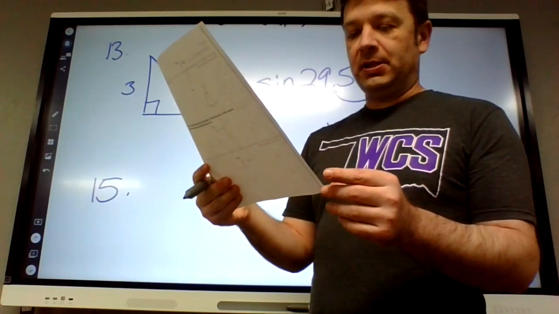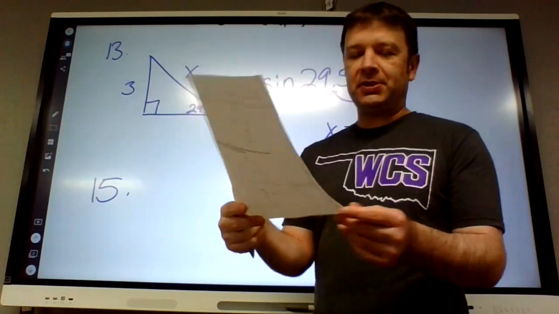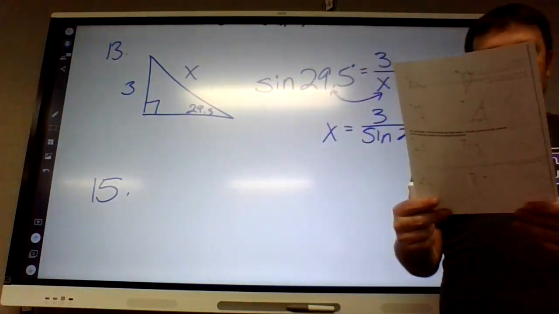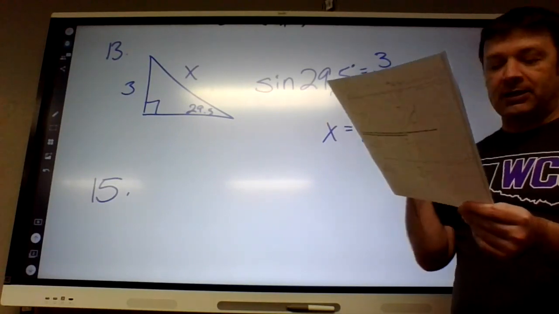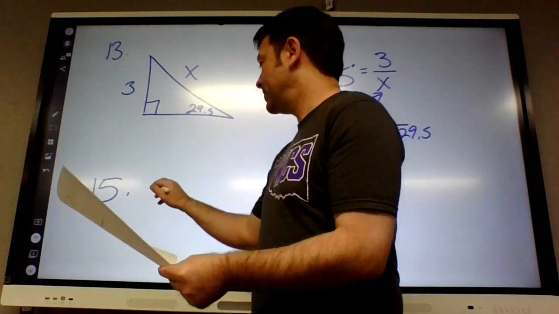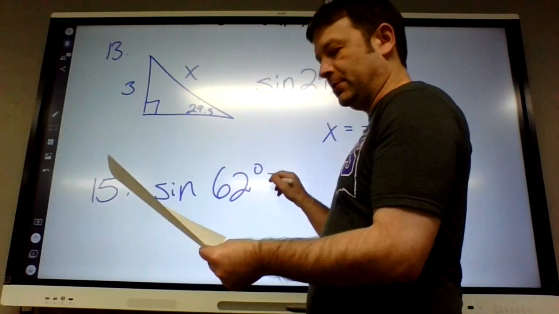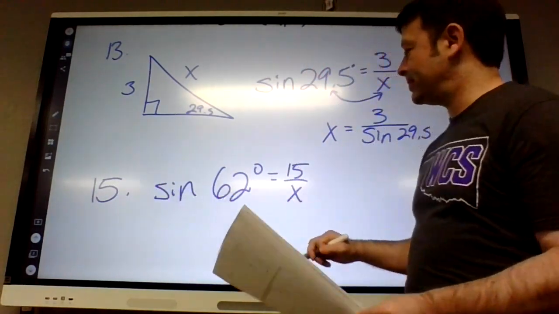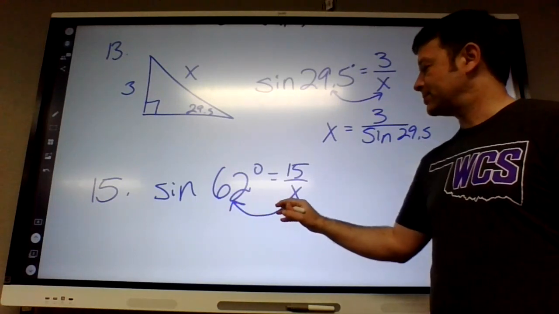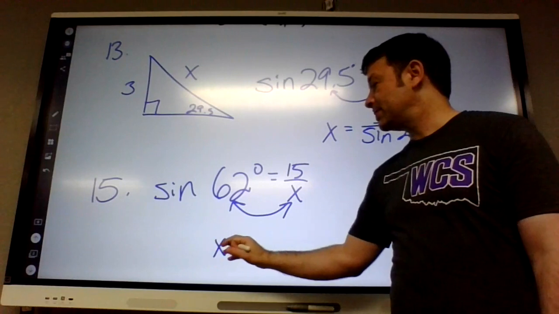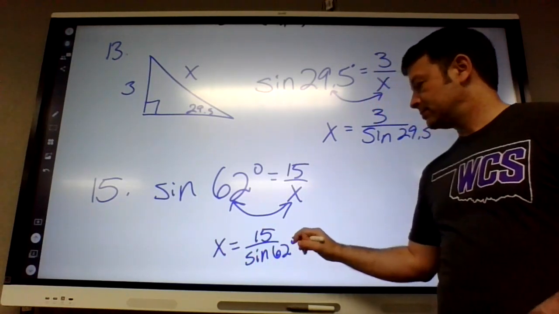Number 15. So, relative to the 62-degree angle, what side do we have? What side are we looking for? Opposite and hypotenuse again, so it's sine again. So it's sine of 62 equals opposite over hypotenuse, so it's pretty much the same setup as 13. You just switch those two, and x equals 15 divided by sine of 62.